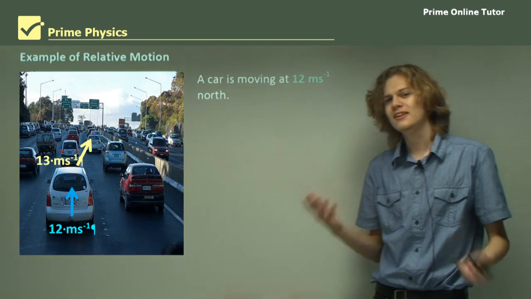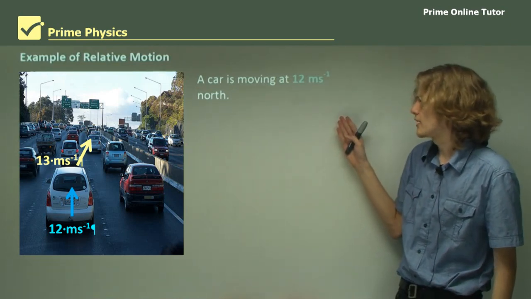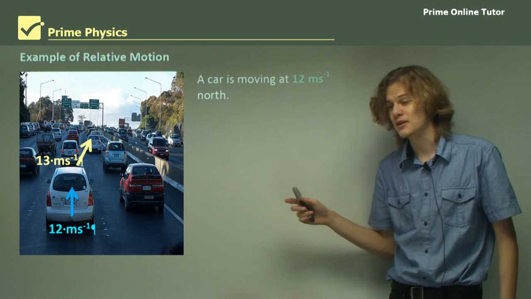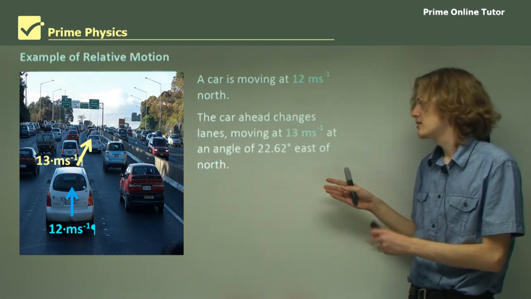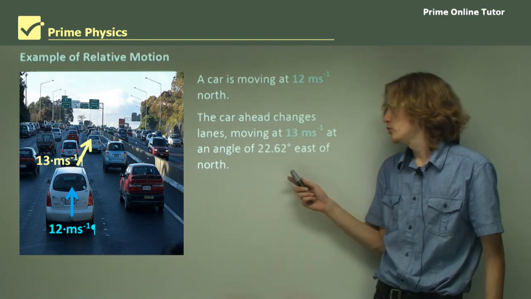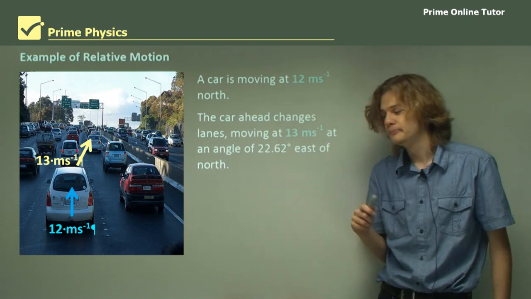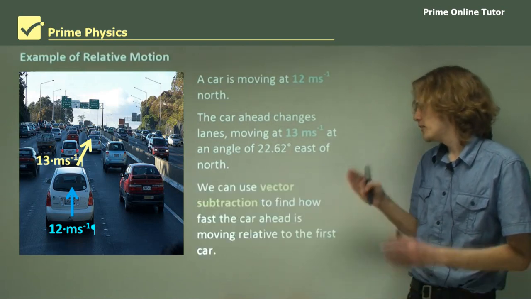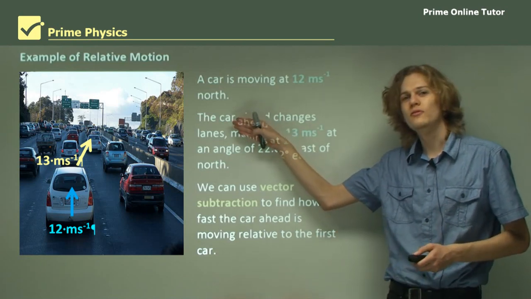So let's look at an example of relative motion. Suppose we've got a car moving at 12 meters per second north. We can see that at the bottom of this picture. The car in front changes lanes. It moves at 13 meters per second, which is a little faster, at an angle 22.62 degrees east of north. So we can see that in around the middle of the picture. Now we can use vector subtraction to find how fast the middle car appears to be moving to the back car.